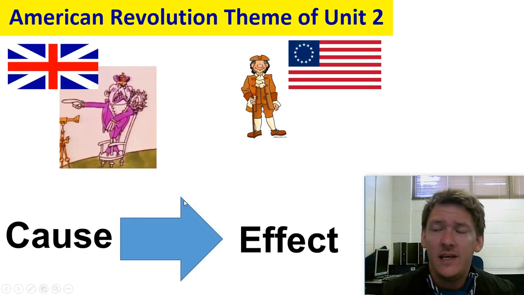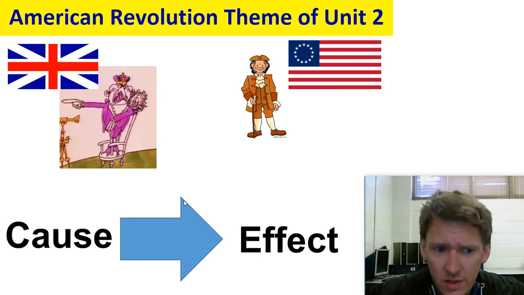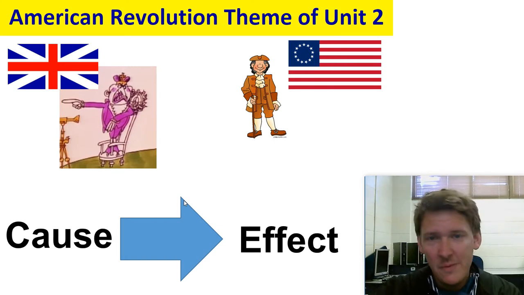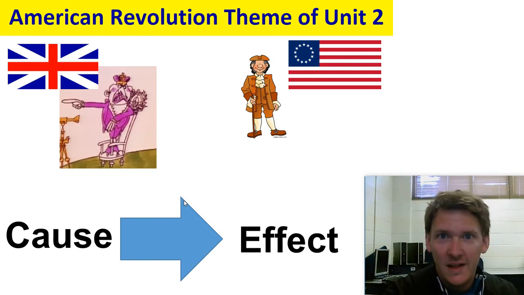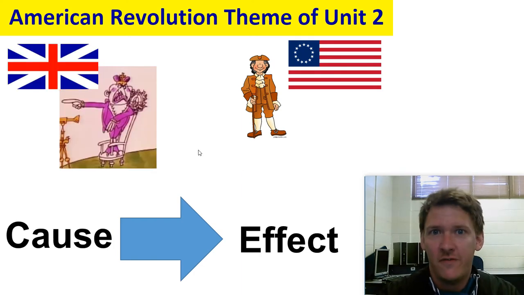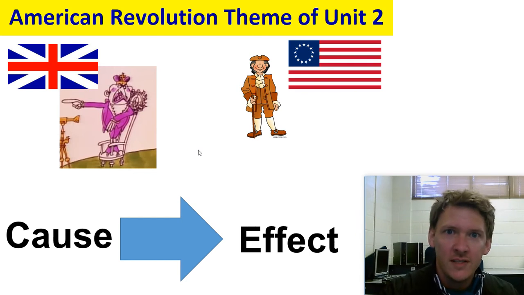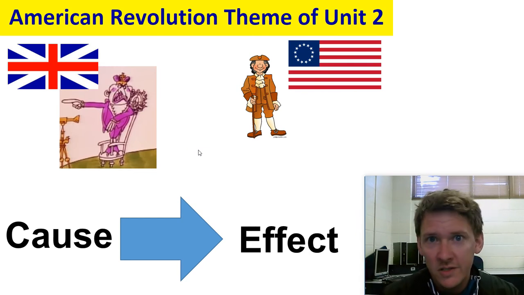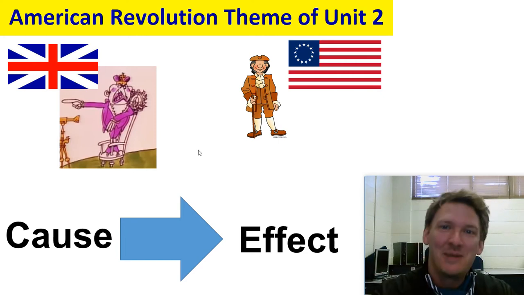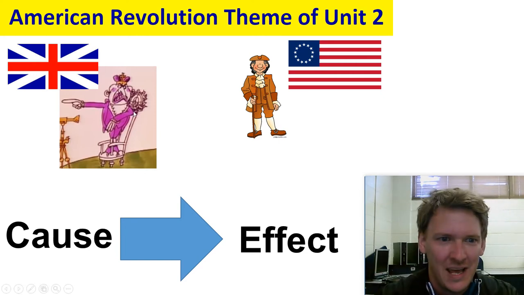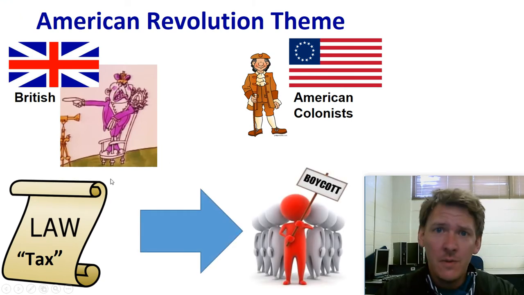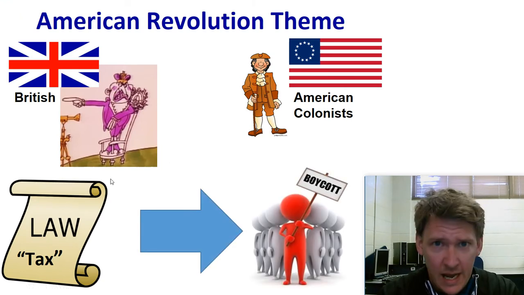So the biggest theme in this unit, at least for the beginning, up until the war: the British are going to do something and the Americans are going to respond, and the British are going to respond to that. It's just an example of cause and effect. The British cause something, and then there's a result, and then the British respond to what the American colonists do, and then the American colonists respond to what the British do, and it just spirals out of control until we have a war. So, for example, the British will pass a tax, and the Americans will boycott the tax, or boycott the good.